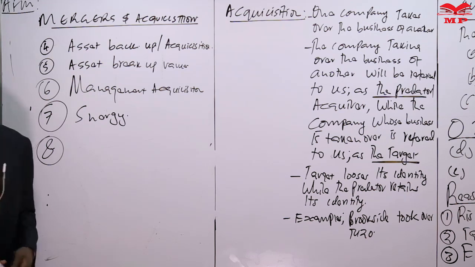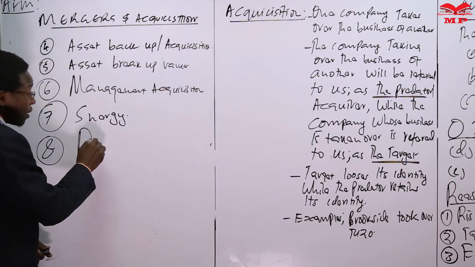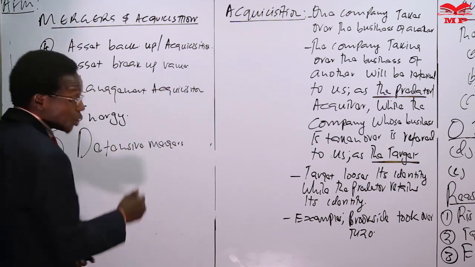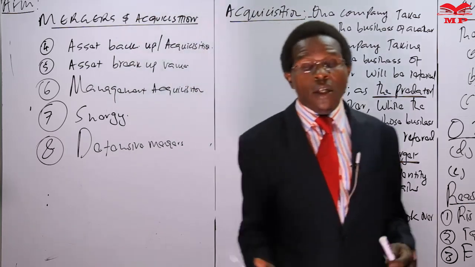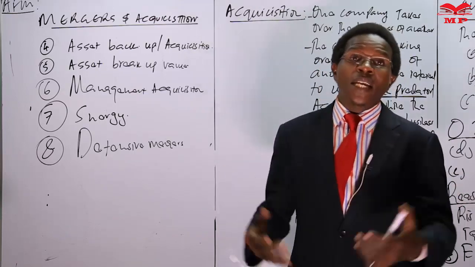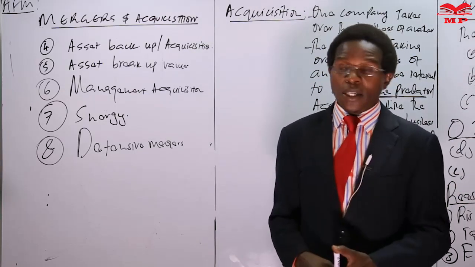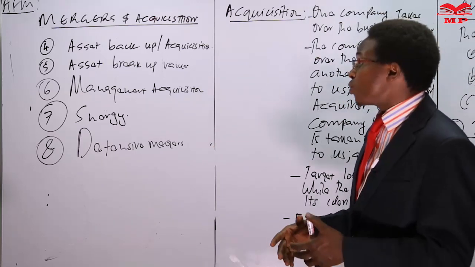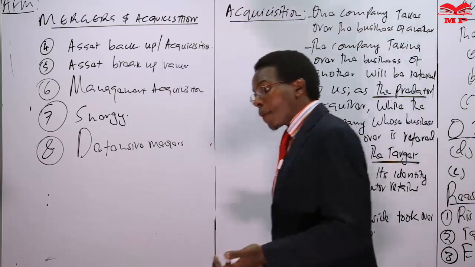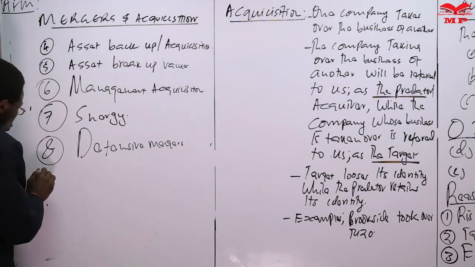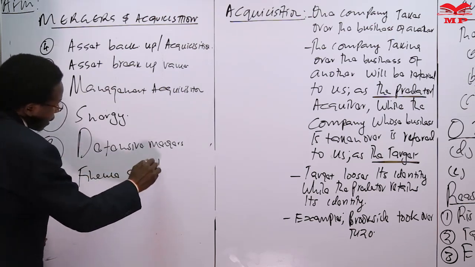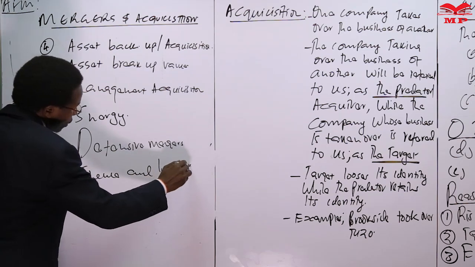Friends, we also have the defensive mergers. Defensive mergers are where companies will merge with friendly companies in order to avoid a hostile takeover or a hostile merger. So that's why they will want to quickly merge with other friendlier companies. Friends, we also have finance and liquidity.